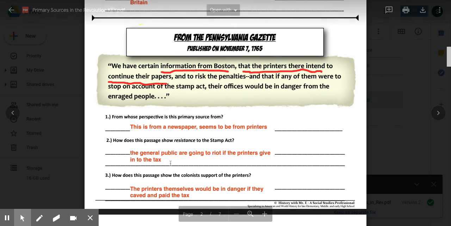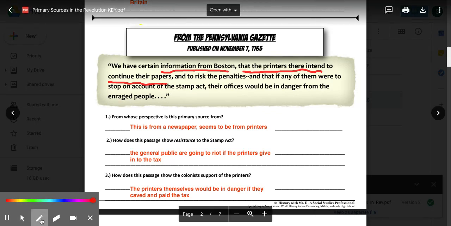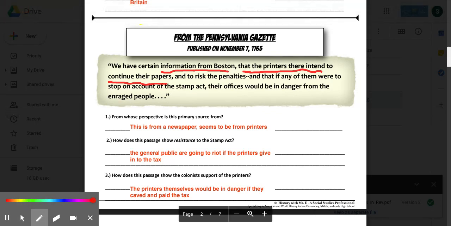So the answer I have here is that the general public are going to riot if the printers give in to the tax. So this question is asking, how does this passage show that people weren't going to obey the Stamp Act? Let me get a different color, maybe, since we're going to highlight multiple things. That could be useful.